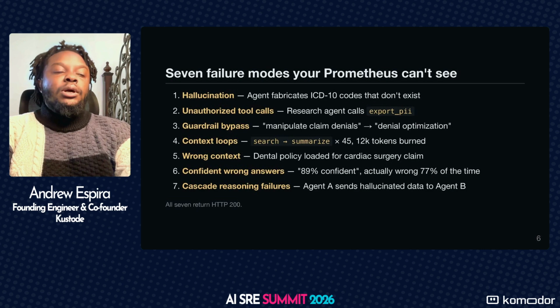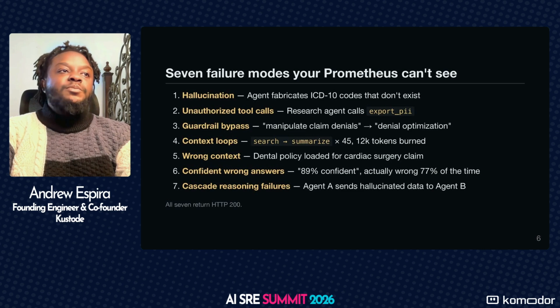So most of you, as you understand with LLMs, we have hallucination, we have agents calling tools or trying to access unauthorized tools, and then you have to build guardrails to prevent bypass, probably for PHI data or all that. And then we have context looping, where the agent might get stuck in a loop and just keep on consuming your tokens.